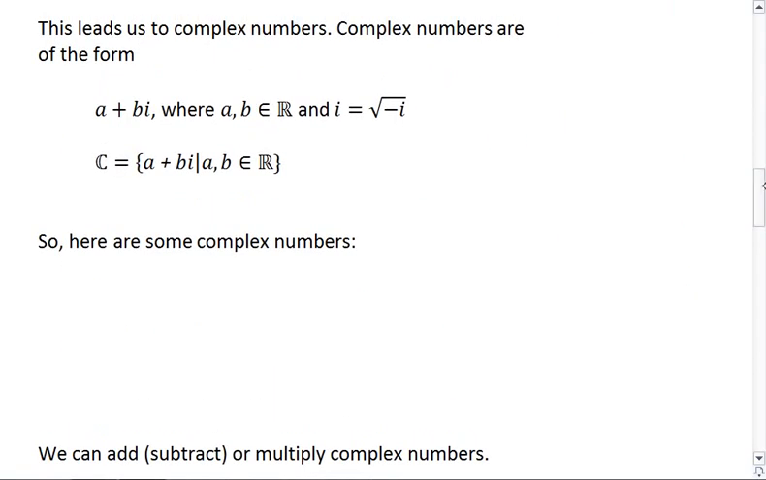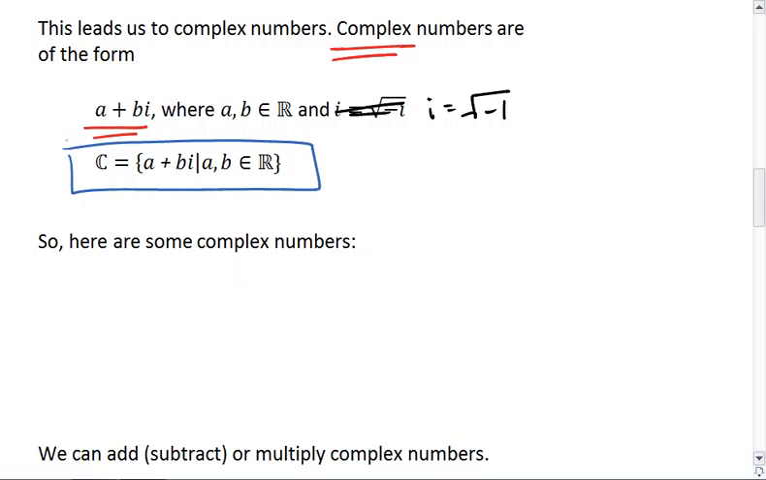Alright, let's look at some examples. But first of all, I want to define, finally, complex numbers. Complex numbers are all the numbers of the form a plus bi, where a and b are real numbers, and i equals the square root of -1. That should read square root of -1. Or we can write this in set notation, where the set of complex numbers is the set of all numbers a plus bi such that a and b are real numbers.